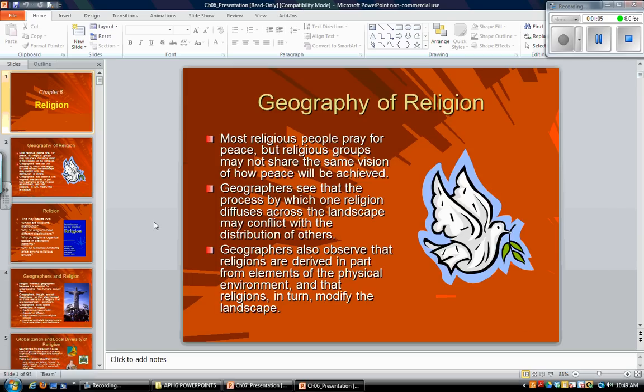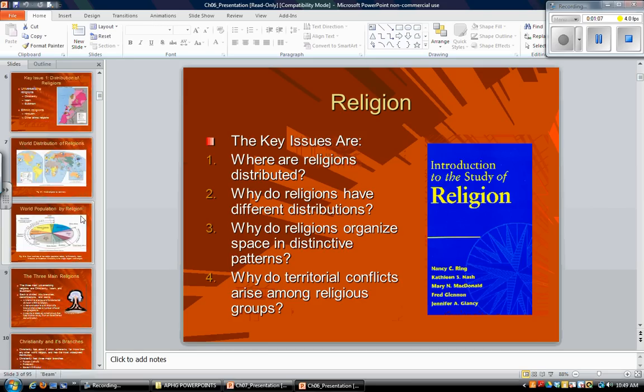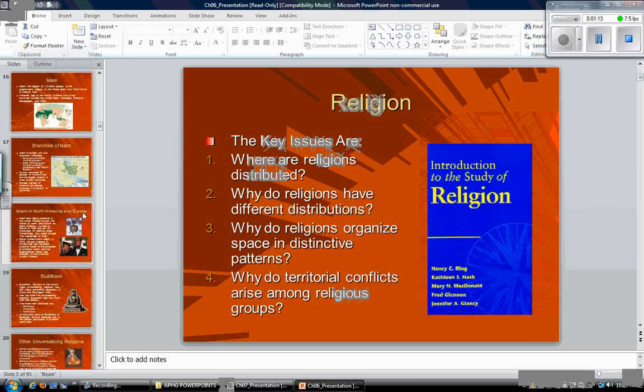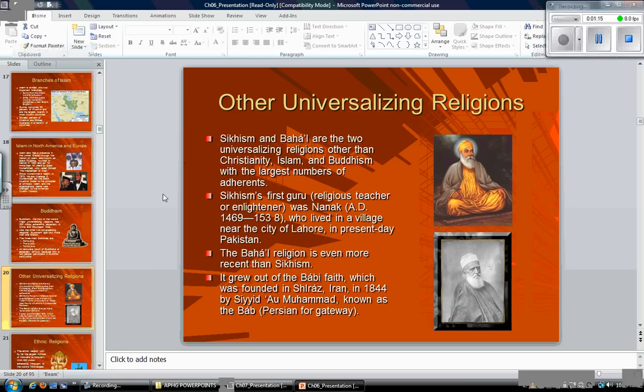This PowerPoint here discusses them right here. It talks about other universalizing religions, and then gets into ethnic religions. Nonetheless, know that a universalizing religion is a religion that goes out and actively seeks converts. So they look for people to become part of their religion, and also because they look for people to become part of their religion, normally they're pretty easy to join.